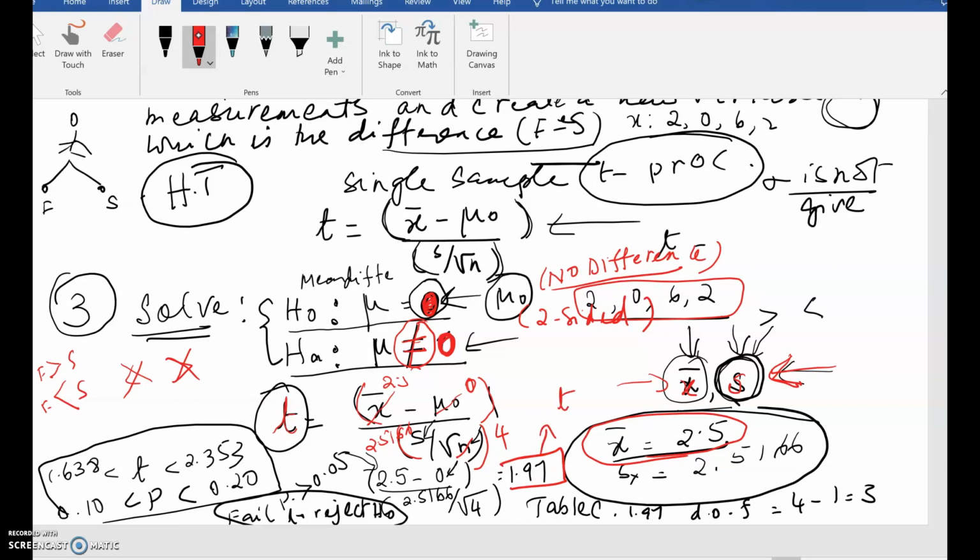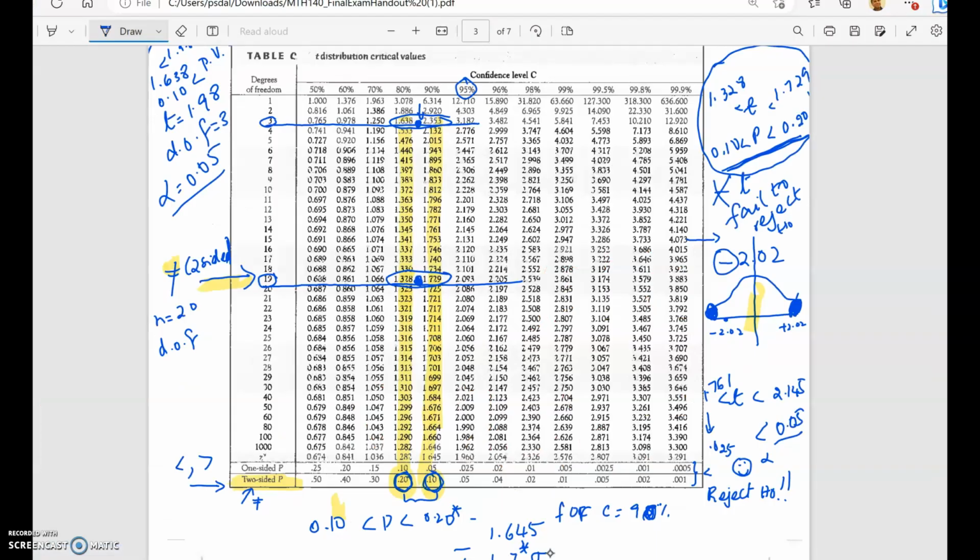1.97 is the t value, but in order to find the p-value, we have to go to table C. In order to use table C, we need to know degrees of freedom. If n is 4, n minus 1, 1 less than the sample size, is the degrees of freedom. We go down the row, figure out where exactly our 1.98 lies. So this is how you write your conclusion.